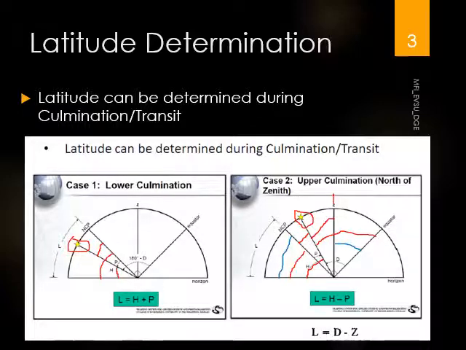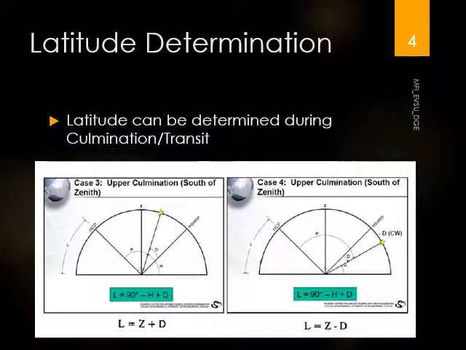Okay, let's go to the next case. We have an upper culmination south of zenith. It is an upper culmination because it is still north of the north celestial pole. South of zenith because our zenith is here and our star is lower than the zenith. So here is our zenith and our star is lower. It is south of the zenith.